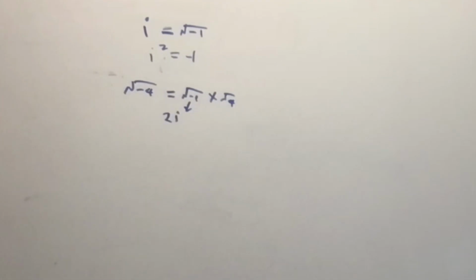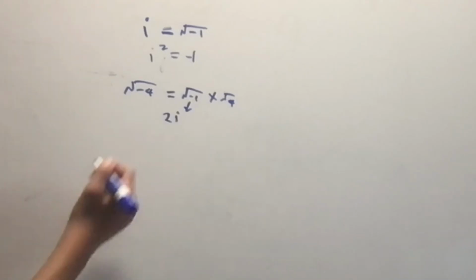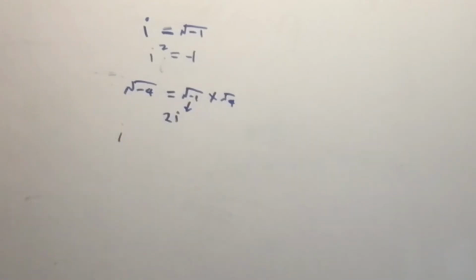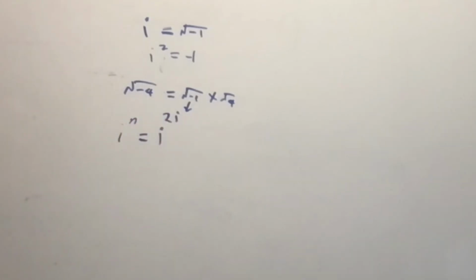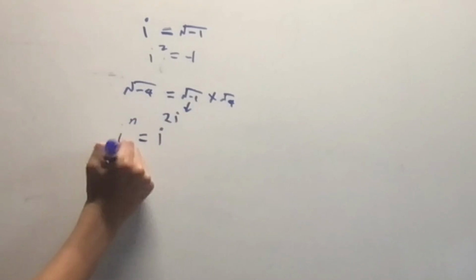Next, we're going to be talking about some of the properties of i. The most important property of i is that it is cyclic. What I mean by this is that if you raise it to a power, eventually it will become i again. This is a pattern that follows.